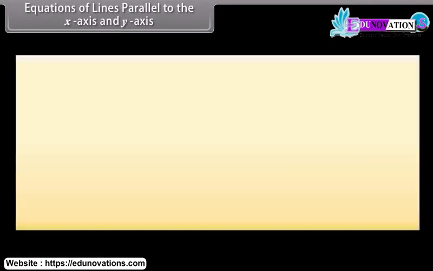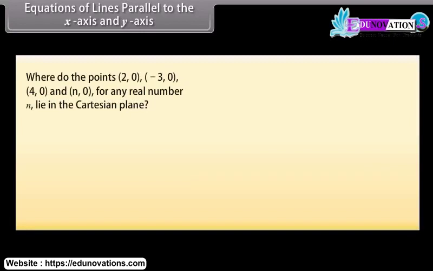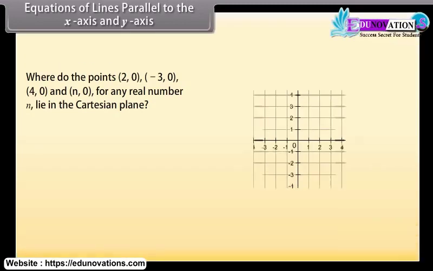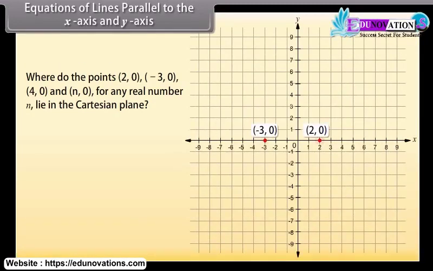Equations of lines parallel to the x-axis and y-axis. Answer one question now. Where do the points (2, 0), (-3, 0), (4, 0), and (n, 0) for any real number n lie in the Cartesian plane? Yes, they all lie on the x-axis, but do you know why?